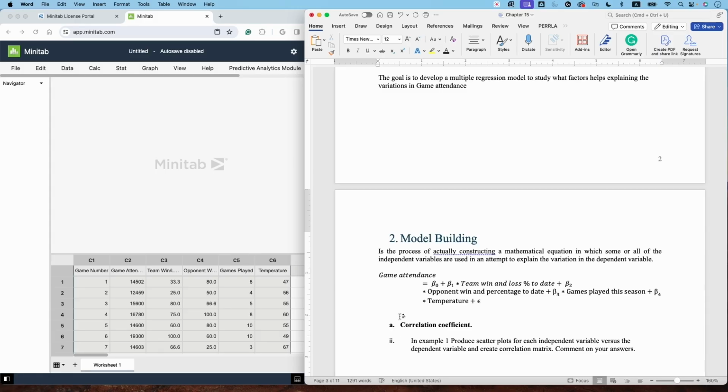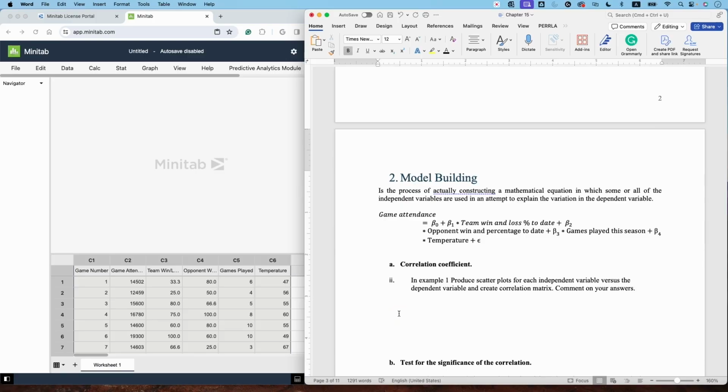So what is the correlation coefficient? First, we would like to find the correlation coefficient.